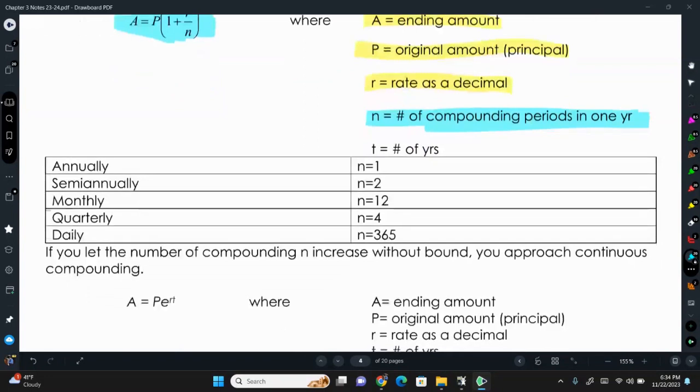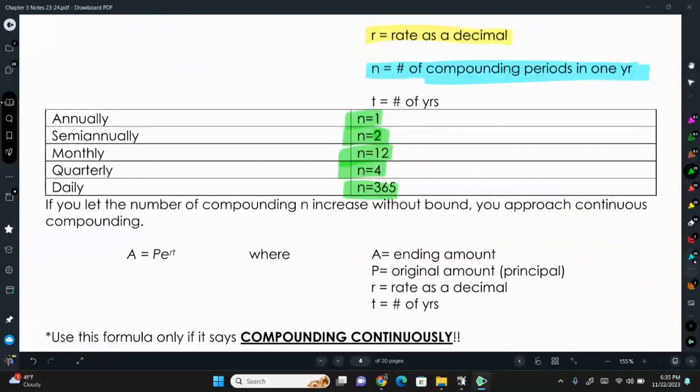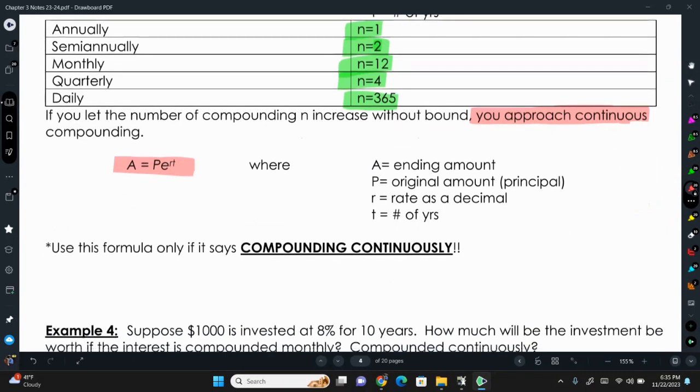Now, based on what the problem says, how often we're compounded, annually, semi-annually, monthly, quarterly, or daily, this is the value of n you would use in this formula. Now, if you hear or read a problem that says compounded continuously, then you use this formula, P times e raised to the rt power, where the only difference is you no longer have an n value. And again, you only use this formula when compounding continuously.